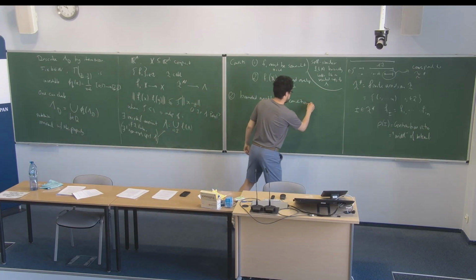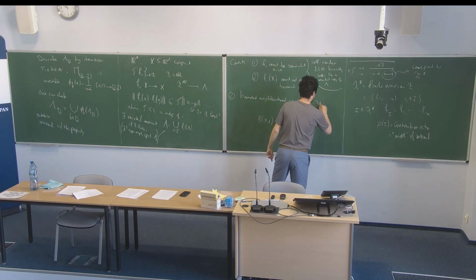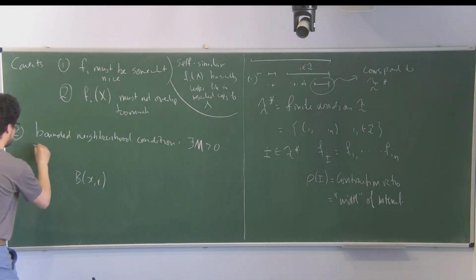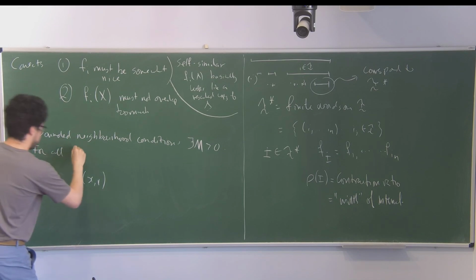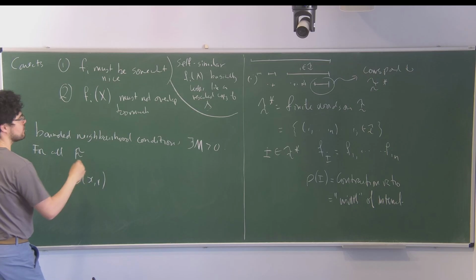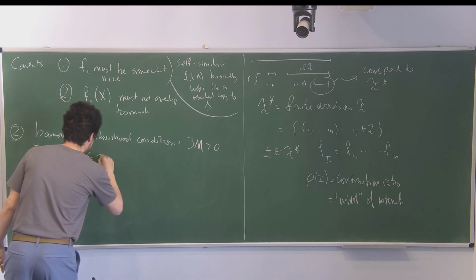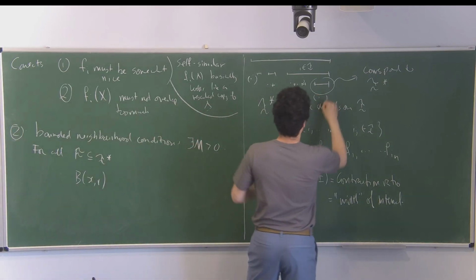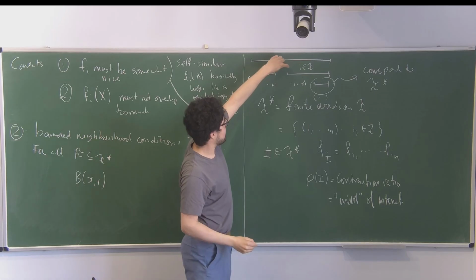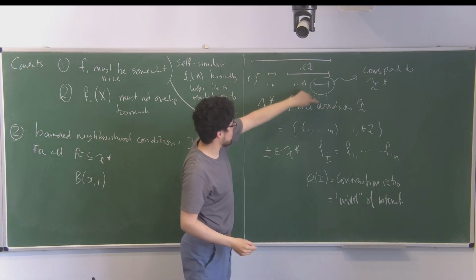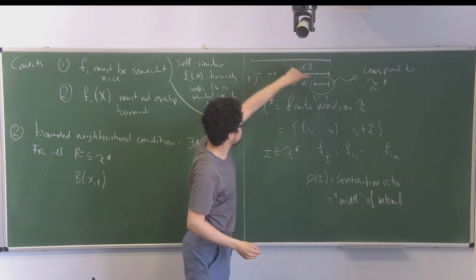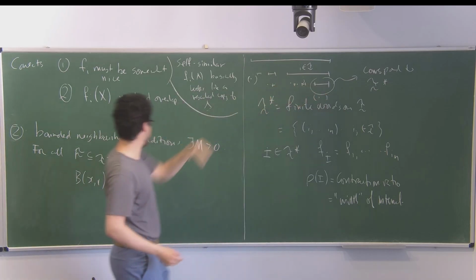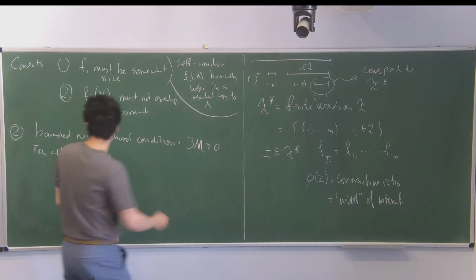So the bounded neighborhood condition says there exists a constant m greater than 0, such that the following holds. For all sets F in I star. Another thing is, if I fix a small ball down here and look at what things hit this ball, well, this hits this ball, and this hits this ball, and this hits this ball. So there's a nested sequence of things which hit this ball and overlap with it. This is also something I want to exclude.